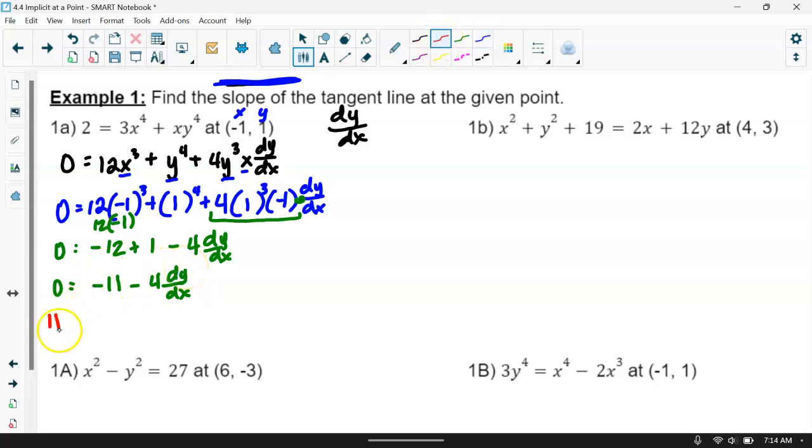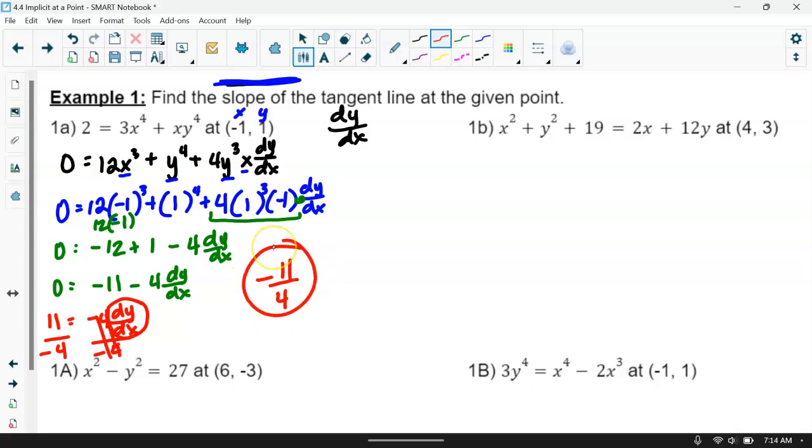I'm going to add 11, so 11 is equal to -4 dy/dx, and divide by -4 because that's what's being multiplied. So the slope of the equation of the tangent line to our function here is -11/4. That is the slope of the tangent line going through the point (-1, 1).